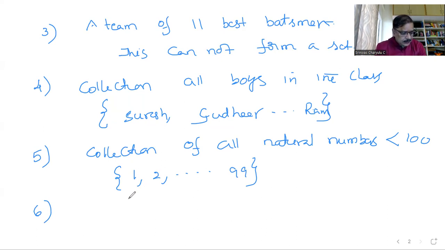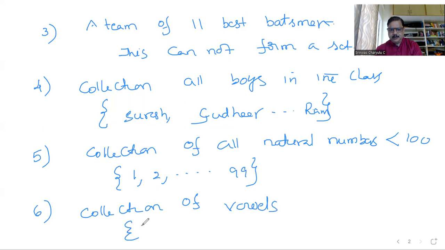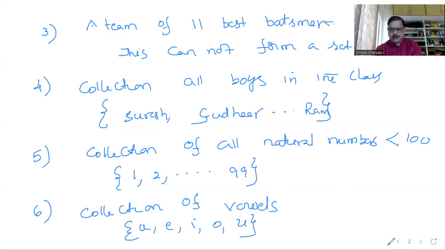Then next one, the collection of vowels. This is a well-defined set for you. A, E, I, O, U. Correct. Next question. So how many things we have done now? Sixth one is over. From the statement, we are now writing the elements. That is what we are doing now.